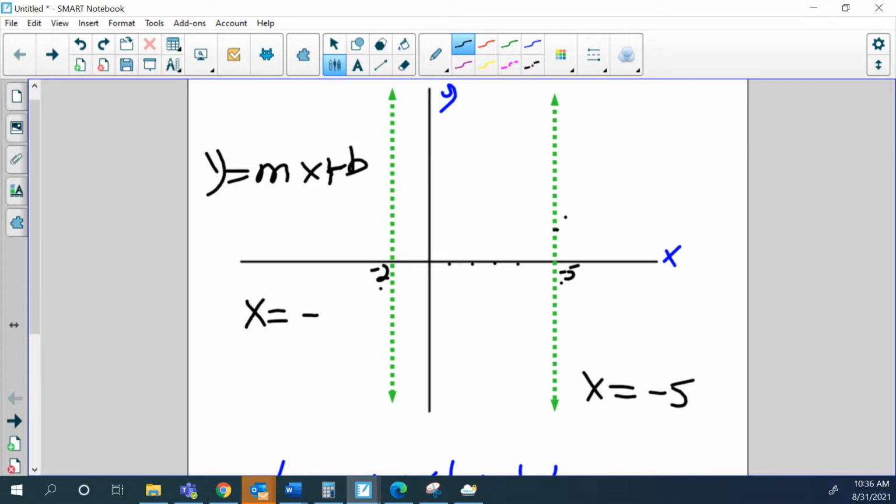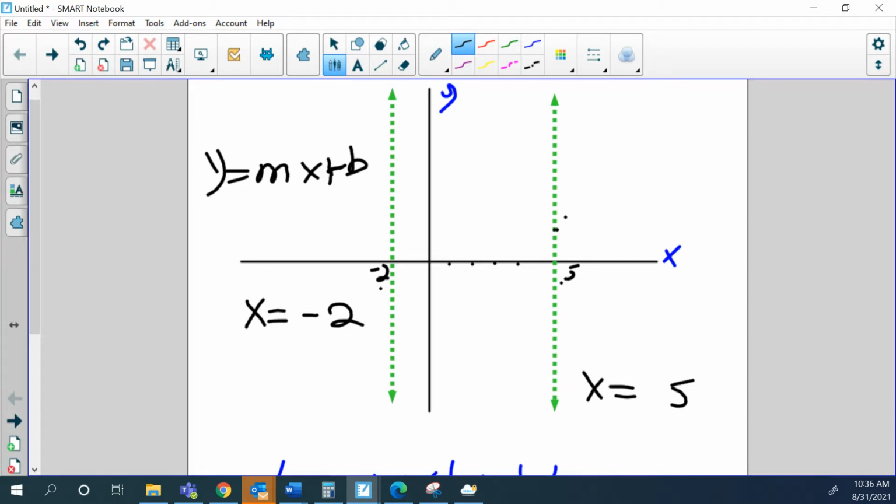I'm sorry, this is 5. That's 5. And so the equation over here is x equals 5. Sorry about that, guys. Okay, so that's vertical line.